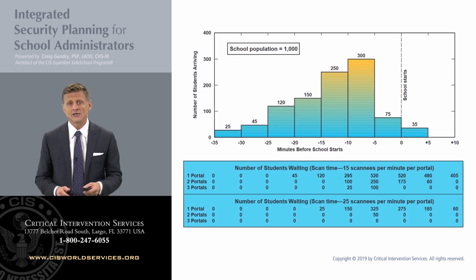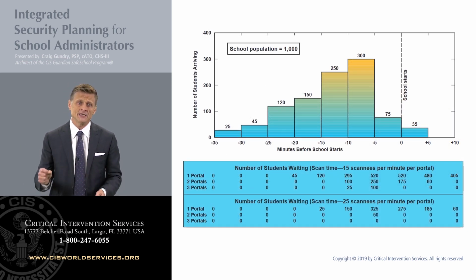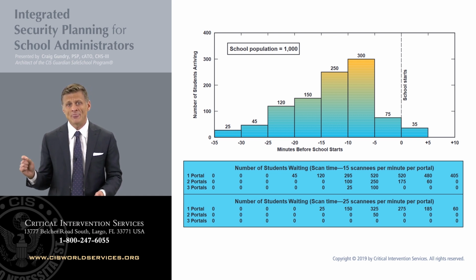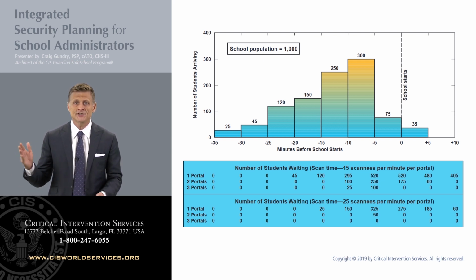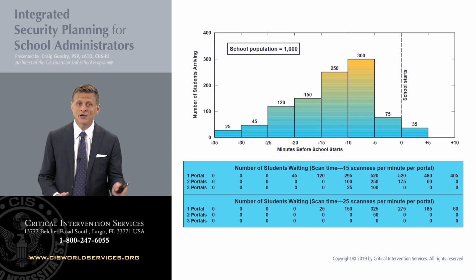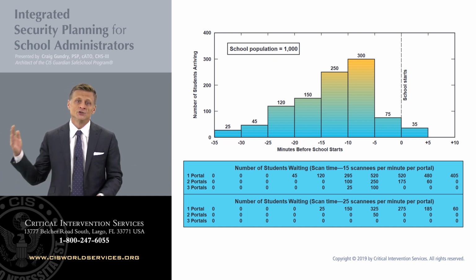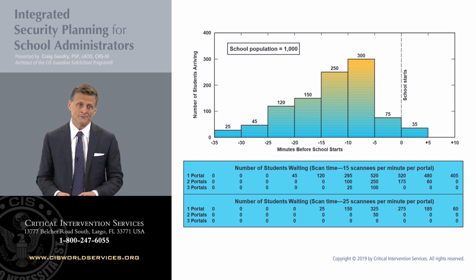And that's basically what you're seeing on the slide right now. This is looking at the arrival patterns for a school with a population of 1,000. The chart at the top of the screen shows the arrival of students in 5-minute increments up to the time that school starts in the morning, with the vast majority probably arriving within the period of around 15 minutes prior to around 10 minutes prior to the start of the first bell.